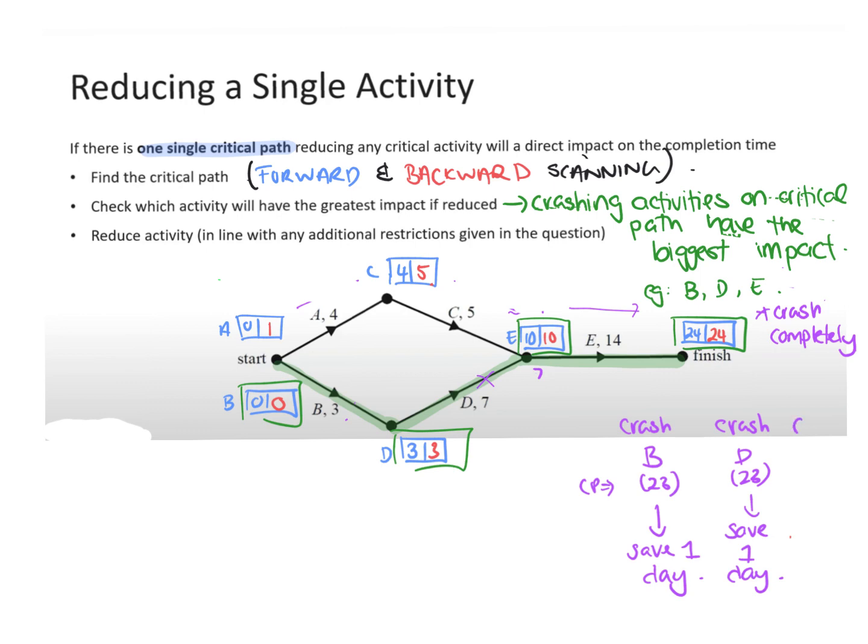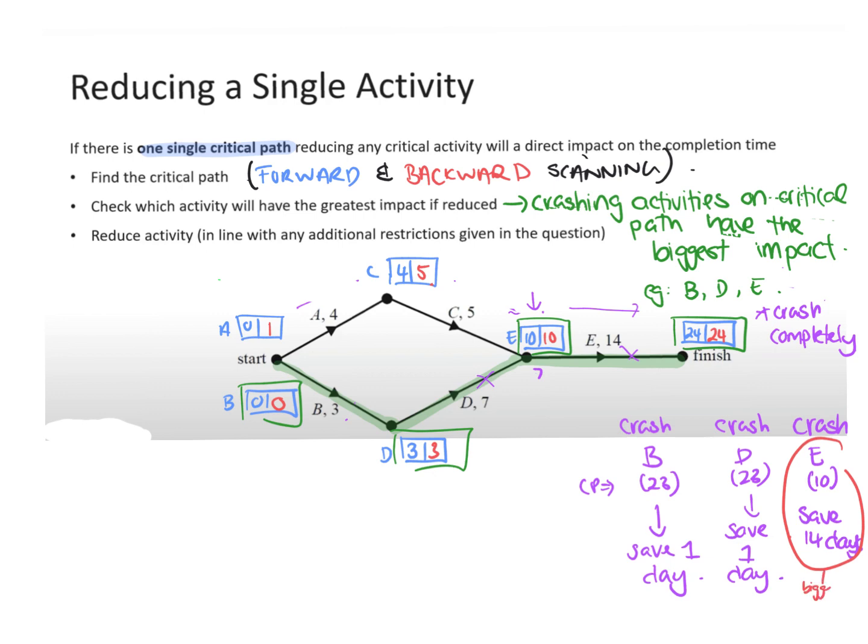If I crash E though, let's see what happens. If I crashed E, I would no longer have that 14. It means once we got to the end of the diamond there, that would be the end. So my critical path is only going to be 10. So we actually save 14 days. Crashing E would have the biggest impact.